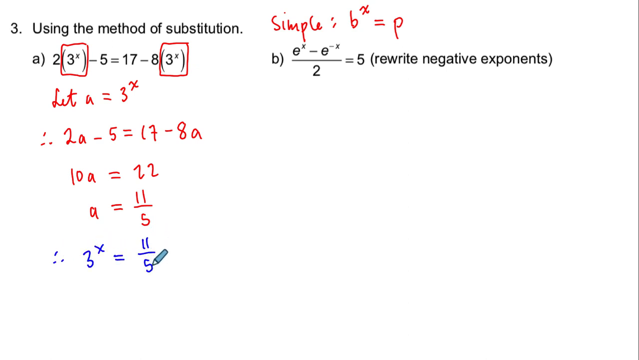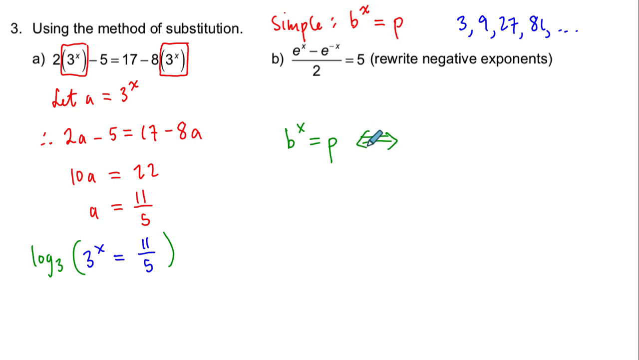And we know that 11 over 5 is not one of the perfect powers of 3 from the powers of 3 sequence. And so we don't even really consider trying to get a common base. We can immediately use logarithms. And so in this case, we can apply log base 3 to both the left and the right side of the equation. Or you can already be in the point of view where we rearrange this equation from exponential form, b to the x equals p, and we convert it immediately in one step to the logarithmic form.